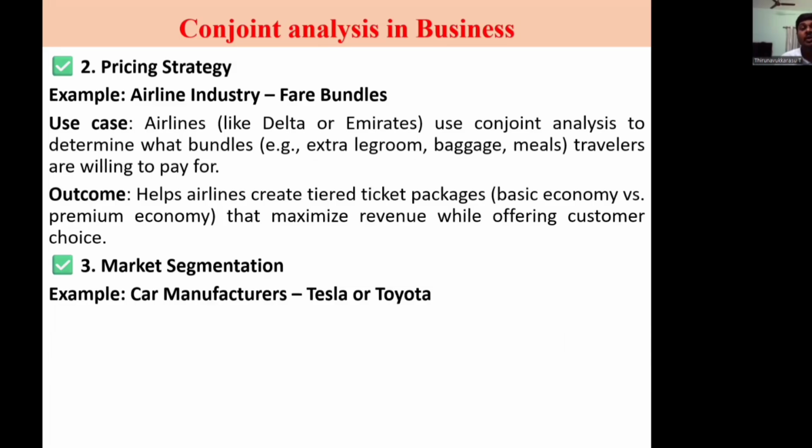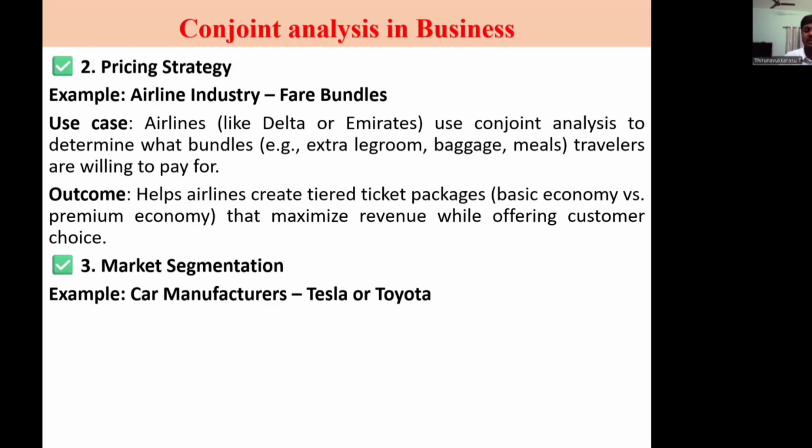Pricing strategy, use case: airlines use conjoint analysis to determine which bundle of services, such as an extra legroom package or meals provided, travelers are willing to pay for. It helps airlines create ticket packages, basic economy versus premium economy, that maximize revenue while offering customers choices. Based on the customer's choice, or on what the consumer is willing to pay, the company can provide extra services or expand its services to the consumer.